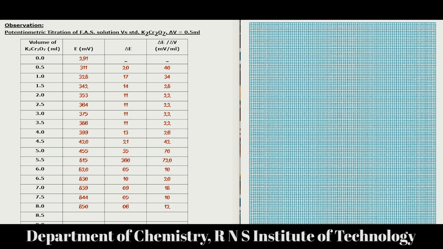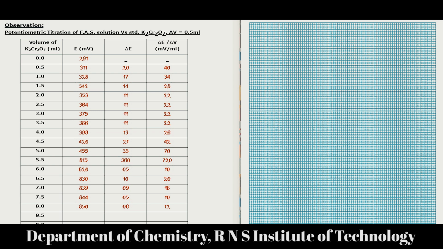Now we need to find the delta E. So to find delta E, we need to take the difference of the potential. Here 311 minus 291, that is 20. 328 minus 311, that is 17. Likewise take all the differences.